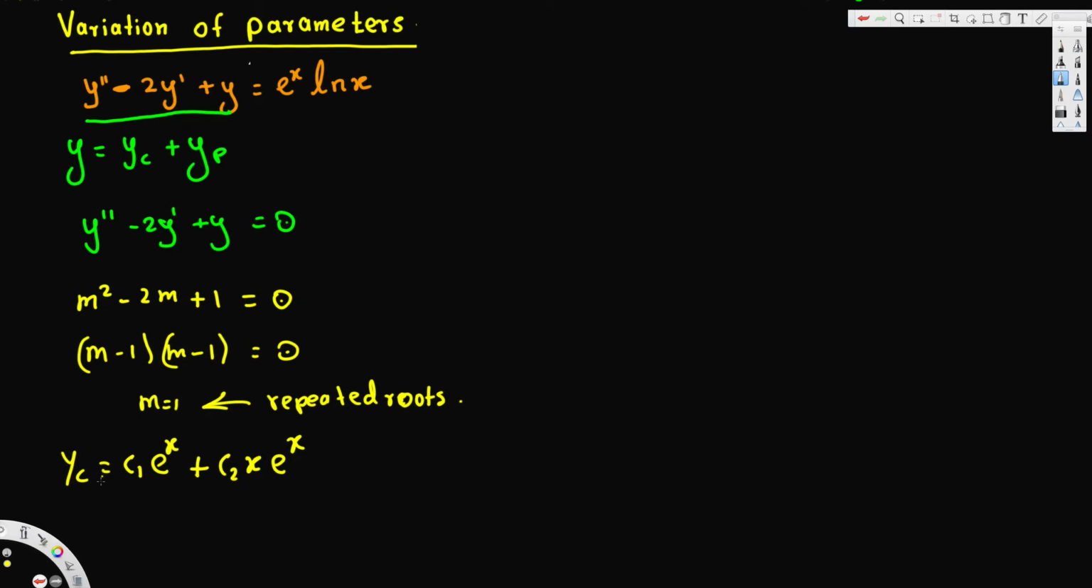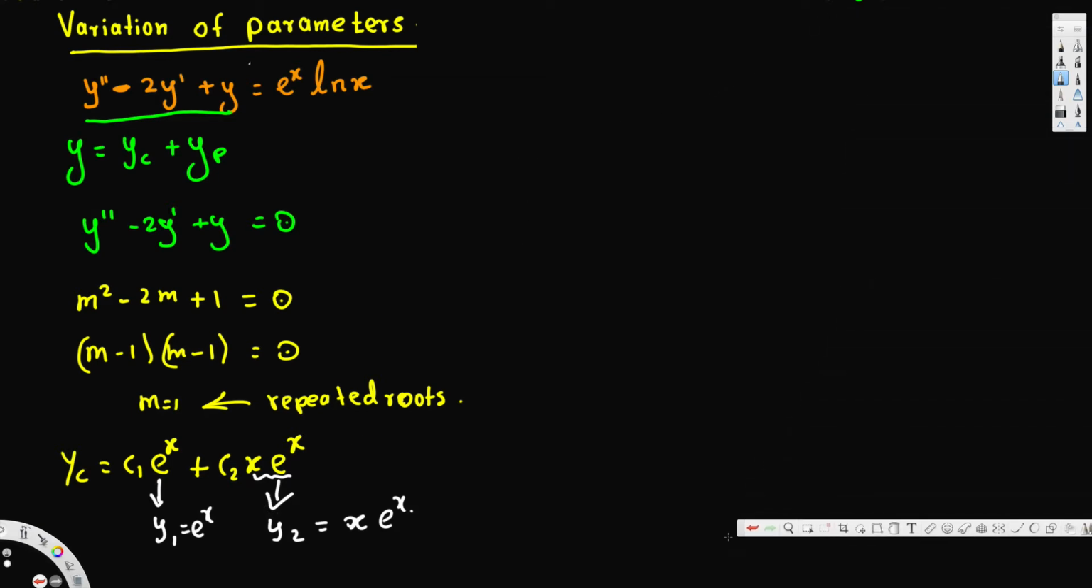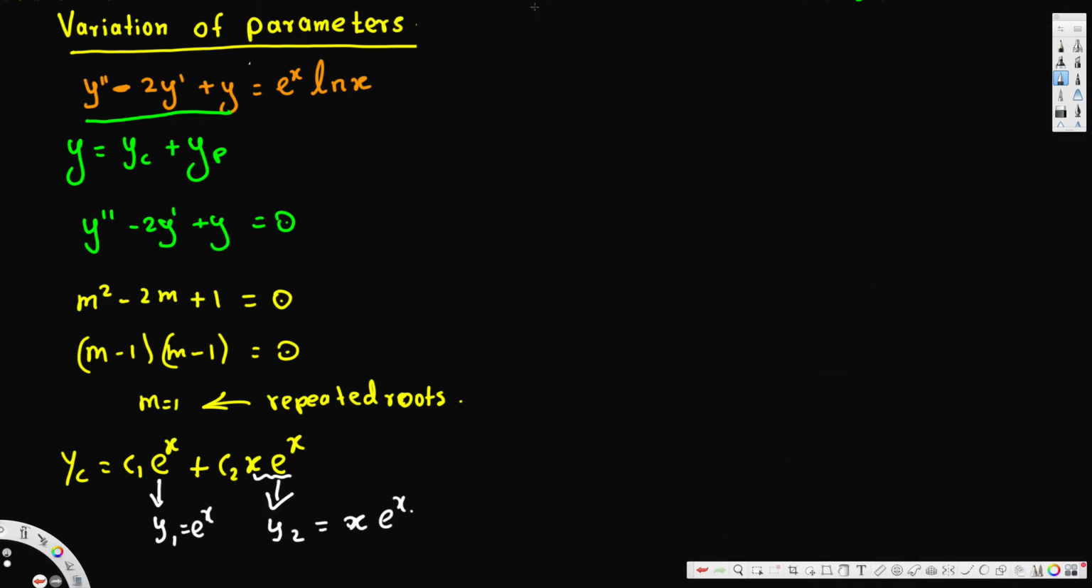Now the next thing is we have to find out the particular solution. What we do is, this is our y1 and this is our y2, whatever is multiplied by the constants. Now y1 is e power x and y2 is x e power x. Now we have to use this to find out the particular solution. The particular solution will be in this pattern. yp is equal to u1 y1 plus u2 y2.